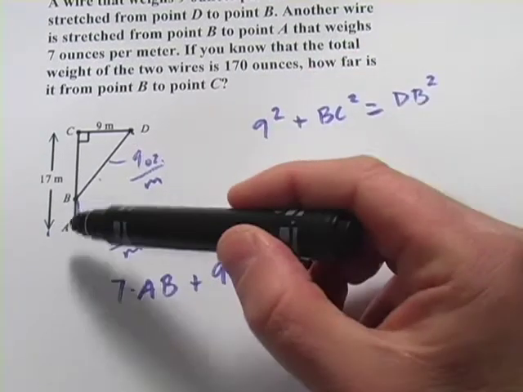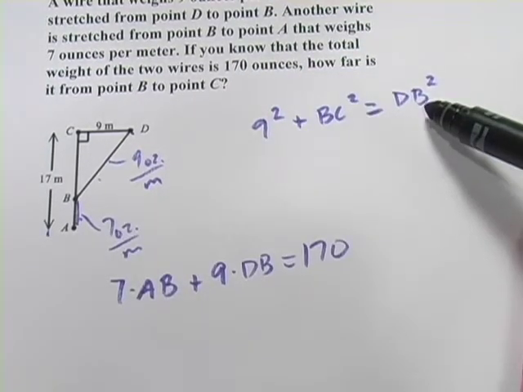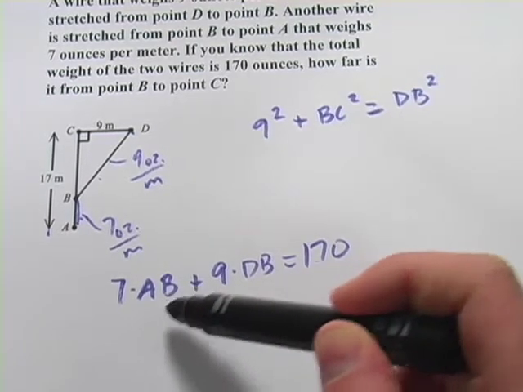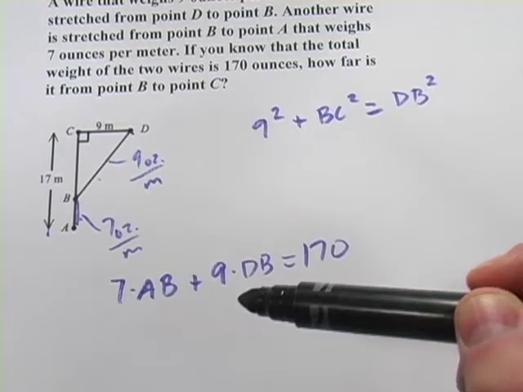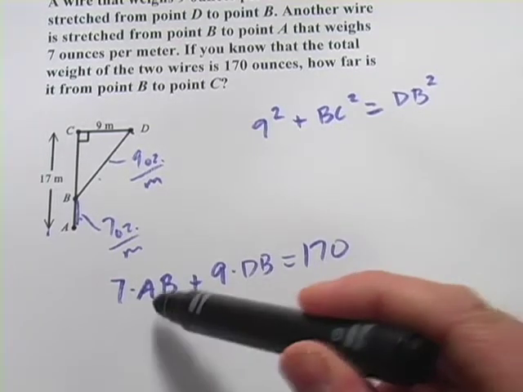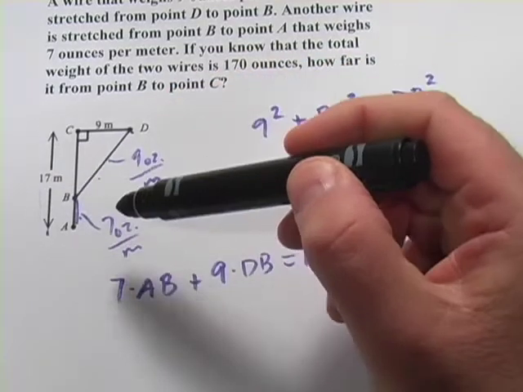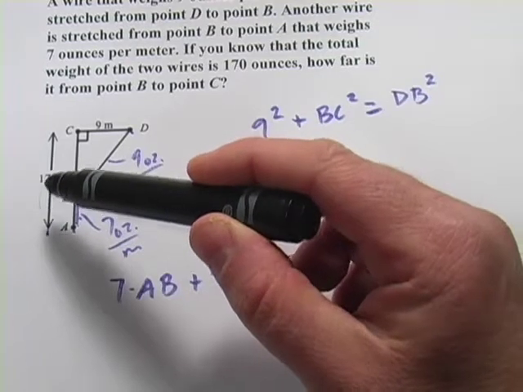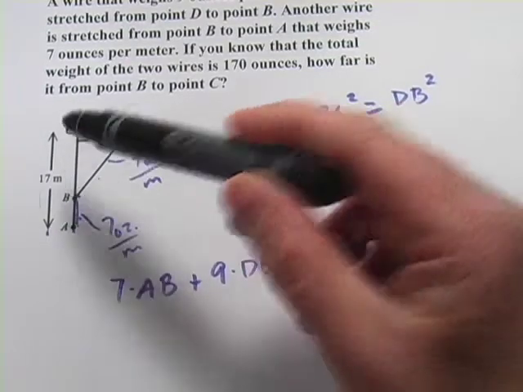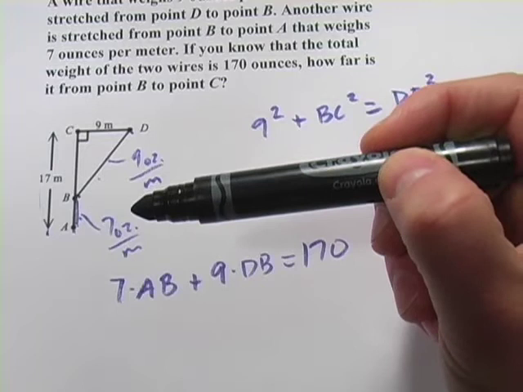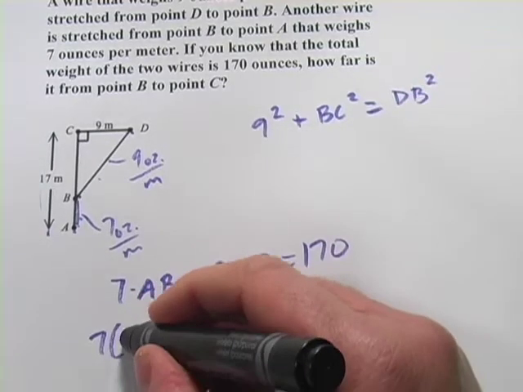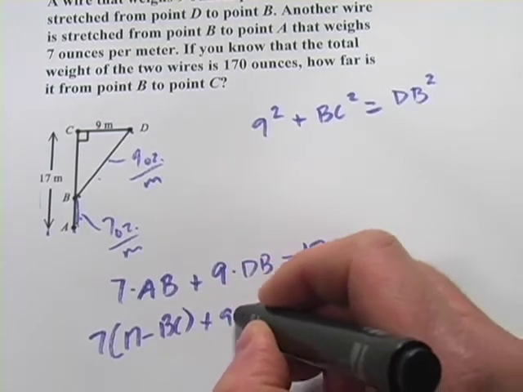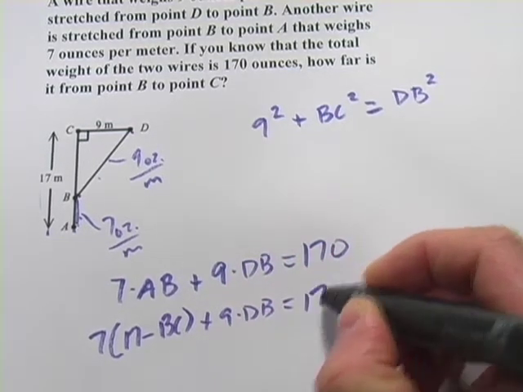Although it would be nicer if, because I've got BC and DB up here, I had BC and DB down here. I've already got DB. If I can get this to be BC, then I've got two equations with two variables and I can solve. And I can do that because I've got this relationship here. So AB is this little chunk of 17. So all I have to say is 17 minus BC equals AB. And I can put that in there. So I get 7 times (17 minus BC) plus 9 times DB equals 170.